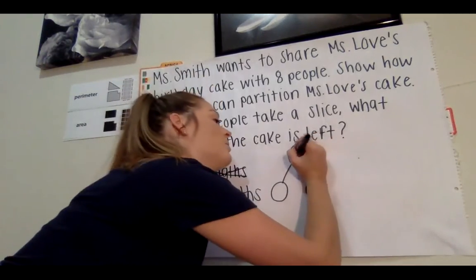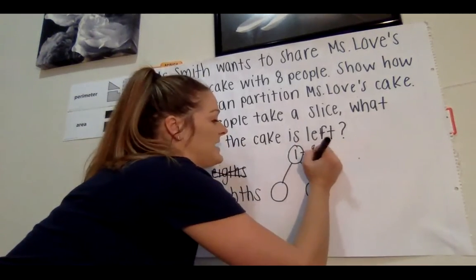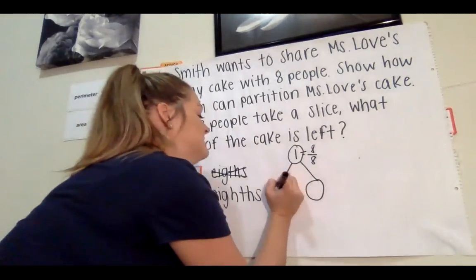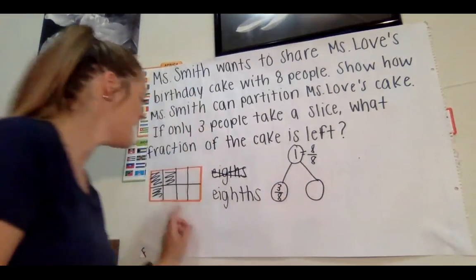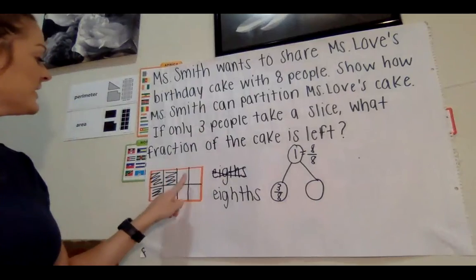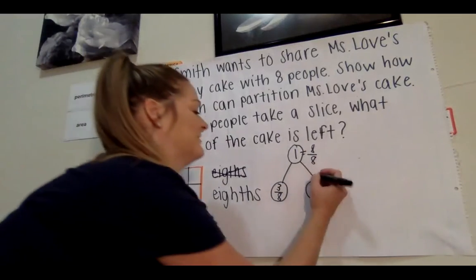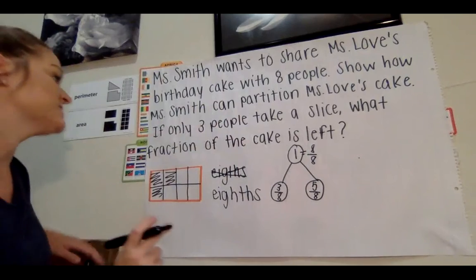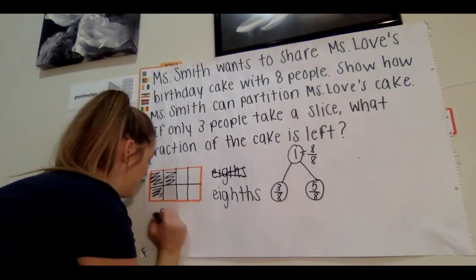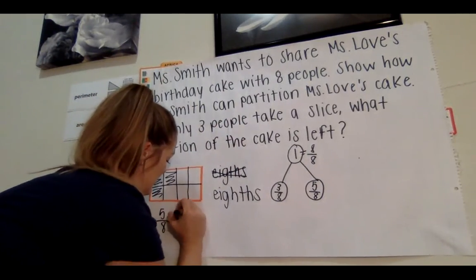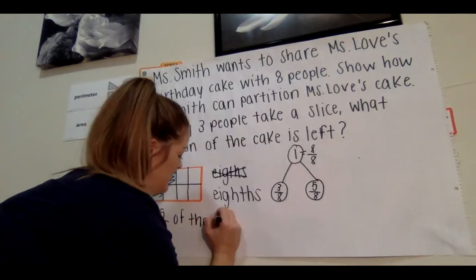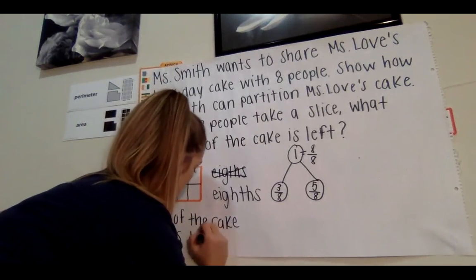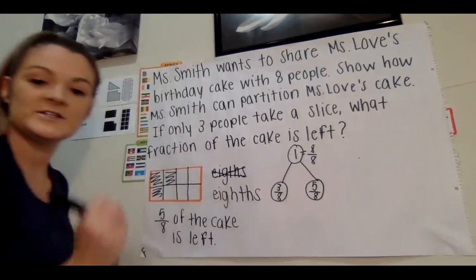And I know my whole is equal to 8/8. How much is eaten? 3/8. So that means how much is left? 1, 2, 3, 4, 5. 5/8 are left. So now I can answer my question. 5/8 of the cake is left. Just like that.